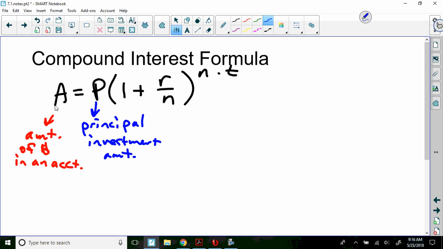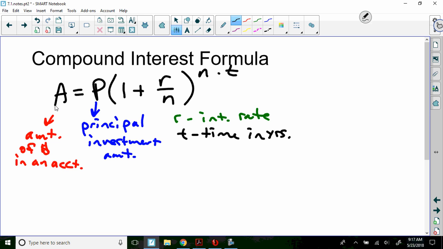R, probably not a surprise, is the interest rate. It will be given as a percent. Remember, you're going to have to convert it to a decimal when you use it in here. T is time in years. Unless otherwise specified, it's always going to be in years.